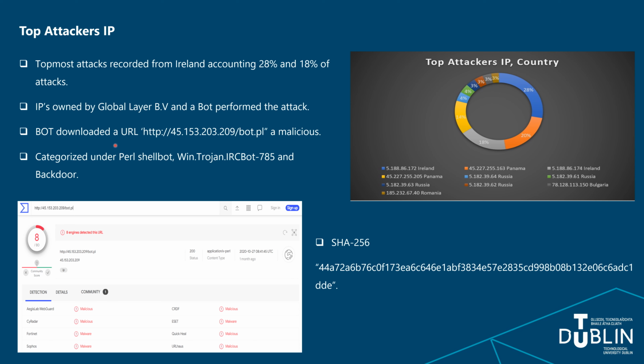What this bot did is it downloaded a URL which is malicious. How I responded was by feeding this URL to VirusTotal. I got the SHA-256 and I analyzed this SHA-256 in AlienVault, where I found that the malware has been categorized under Perl shellbot, Win Trojan, and backdoor.